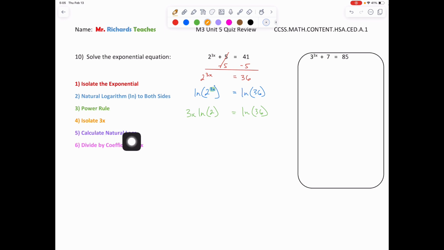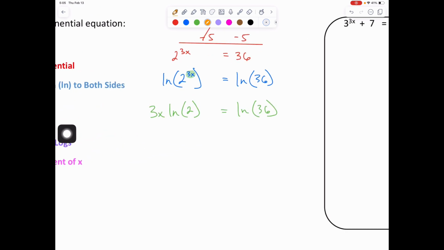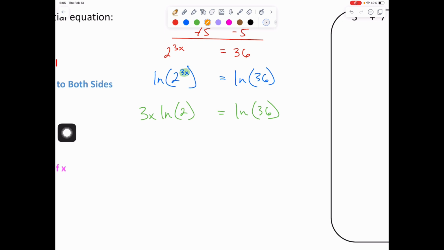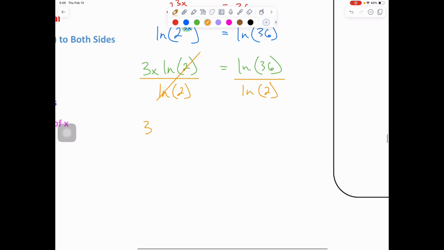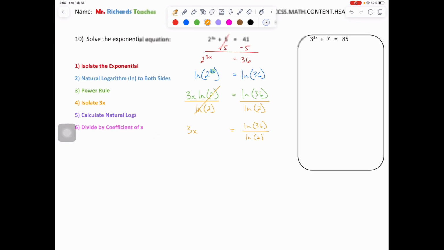Step 4 in orange. Let's isolate that 3x. Well, it's being multiplied to the natural log of 2. So what do we need to do? I was trying to do my best Chris Farley impression there with the divide. But I don't know if it was really working. All right, so let's go ahead and cancel that off. That isolates that 3x. We will set that equal to the natural log of 36 over the natural log of 2. We need to calculate the natural logs.